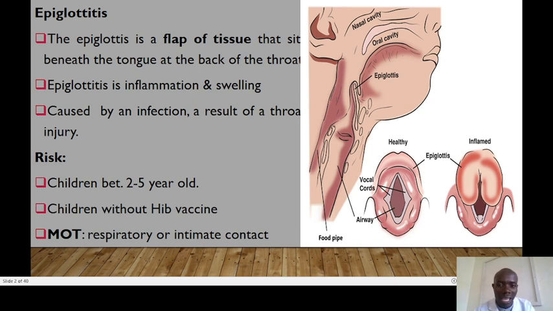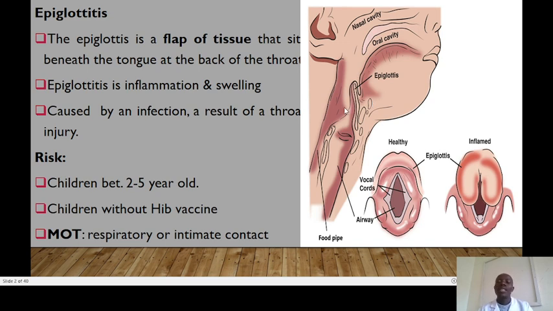So to start us off, we have epiglottitis. The organ that is affected here is the epiglottis. The epiglottis is just a flap of tissue that is normally seated beneath the tongue at the back of the throat, the pharynx.